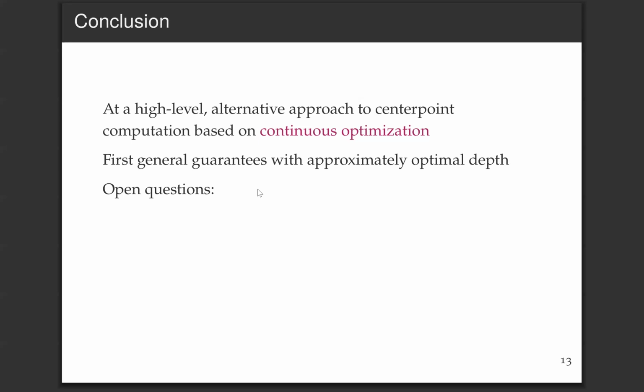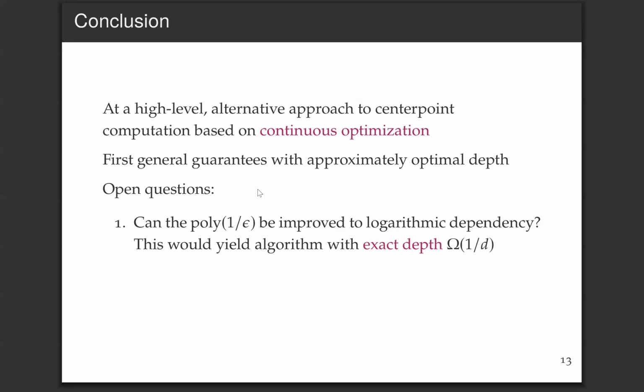What are these open questions? The first is whether the polynomial in 1 over epsilon guarantees can be improved to a logarithmic dependency instead. What one can show, given this improvement, is that it would allow you to get an algorithm which computes a point with depth exactly omega of 1 over d without incurring the approximation guarantees that we incurred in this algorithm.